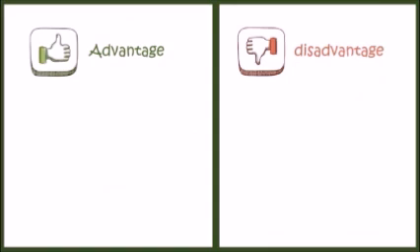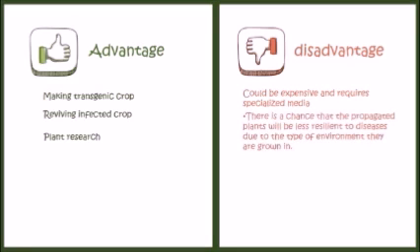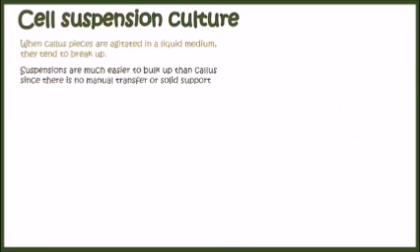Let us talk about the advantages and disadvantages of this callus culture. The advantages include making transgenic crops, reviving infected crops, as we have learned from many stem cultures, and plant biomedical researches. Ultimately, the disadvantages include the initial cost and requirement of an expensive culture media, and there could be chances that the propagated plant will be less resilient towards diseases and environmental changes. So these are the disadvantages of callus culture.